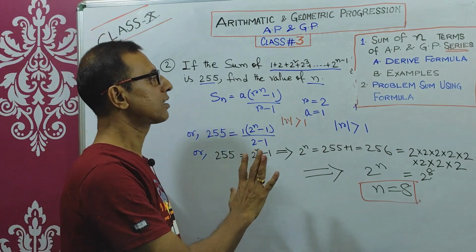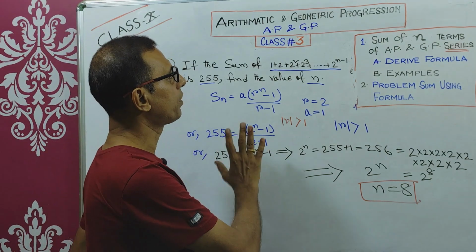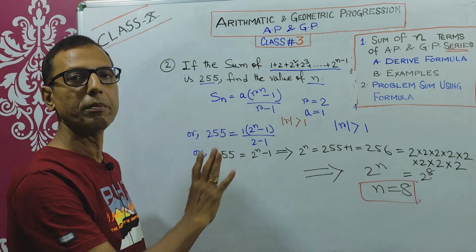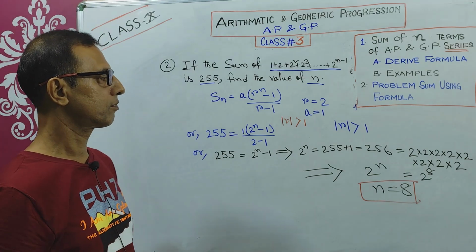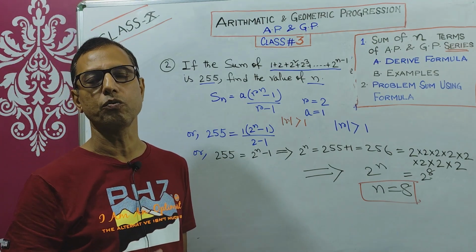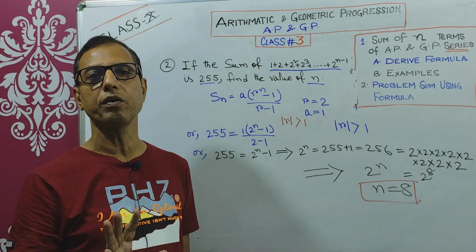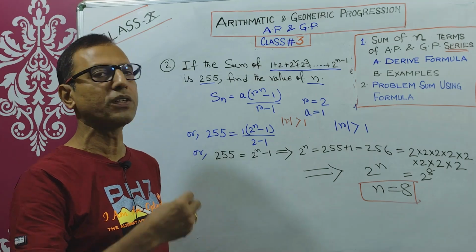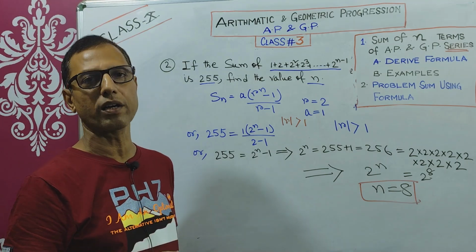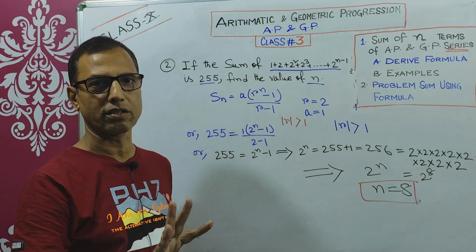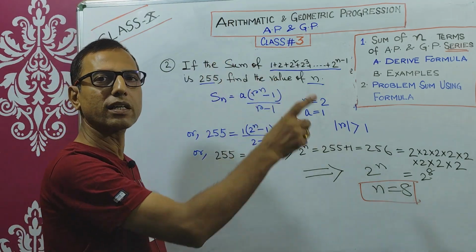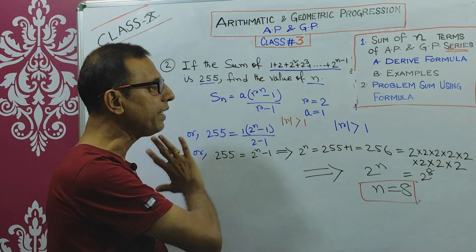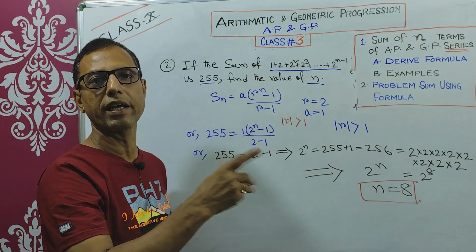So I believe the concept is clear. Then you can solve any problem if you just apply your common sense and remember the formula, right? I will try to make another video where I will cover a few important examples, or some off-the-track kind of examples, both for AP and GP, but that's later on. If you understand the concept of summation for both AP and GP, then you can do any kind of problem related to summation and the nth term.